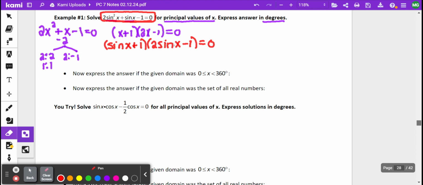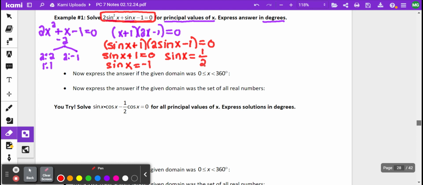And what we'll do is solve these using the zero product property. So we will take sine of x plus 1 and set it equal to 0 and solve. So we get sine of x equals negative 1. Now that's not the answer, but that's going to get us to the answer. And for the second one, we would set this equal to 0, add the 1 and divide by 2. I'm going to save us a little bit of writing here. So we wind up with sine of x equals 1/2.